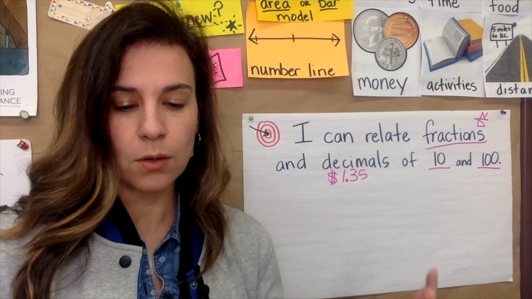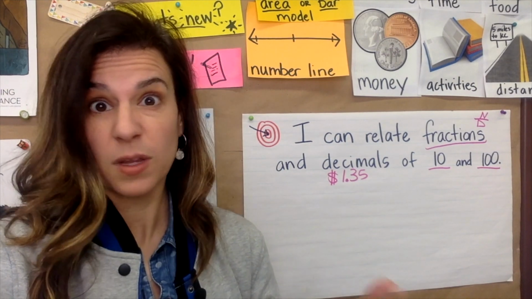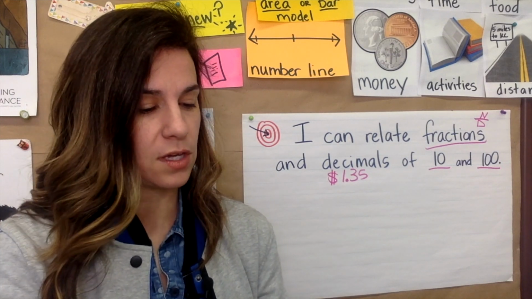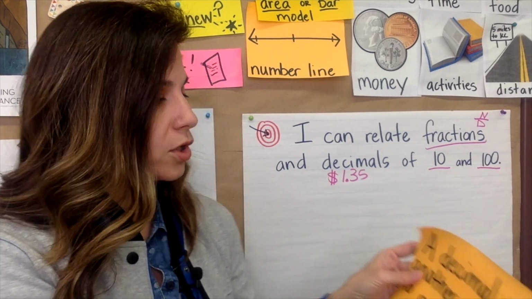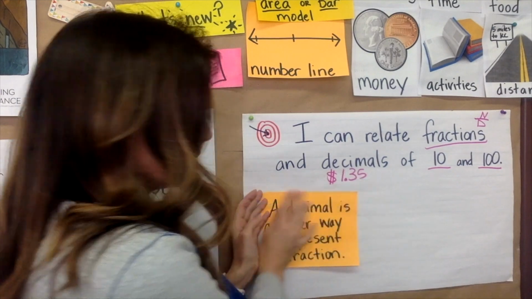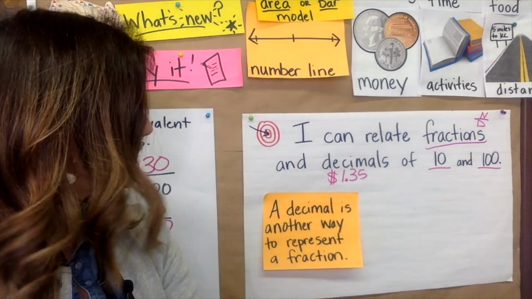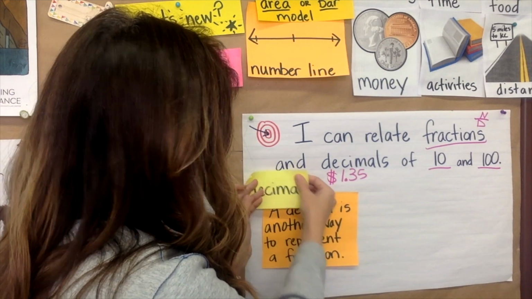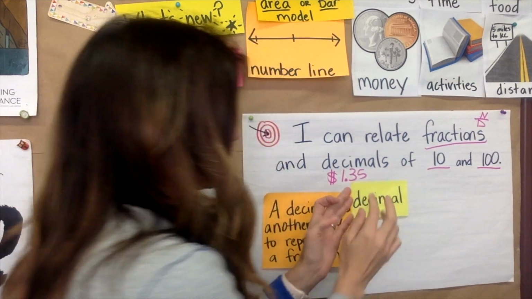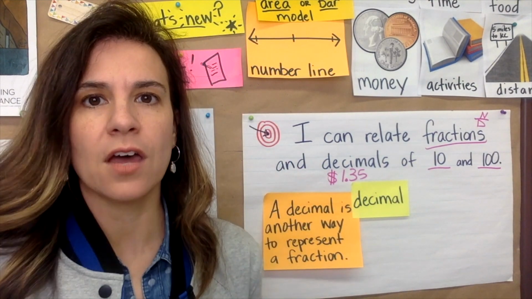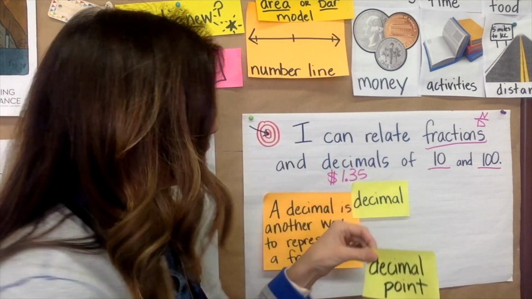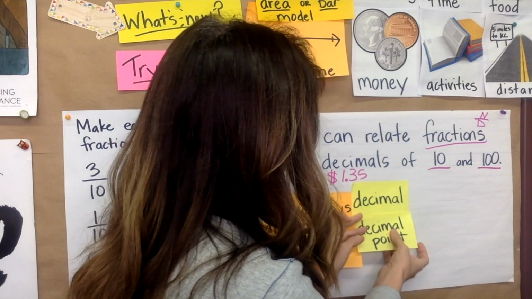There are some new words, or might not be new, but let's review some things that we need to make sure we're thinking about as we do this. So first of all, the word decimal. Let's remember that a decimal is another way to represent a fraction. This is a word we want to definitely keep in our minds. When we hear decimal, it just means another way of representing a fractional part. Okay, and then what we use to show that is the decimal point.